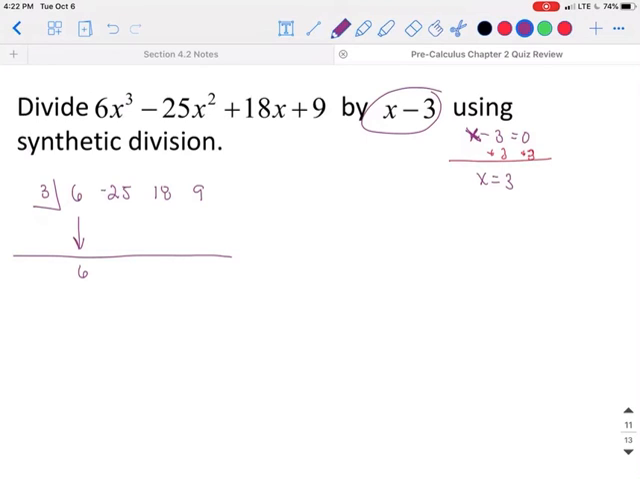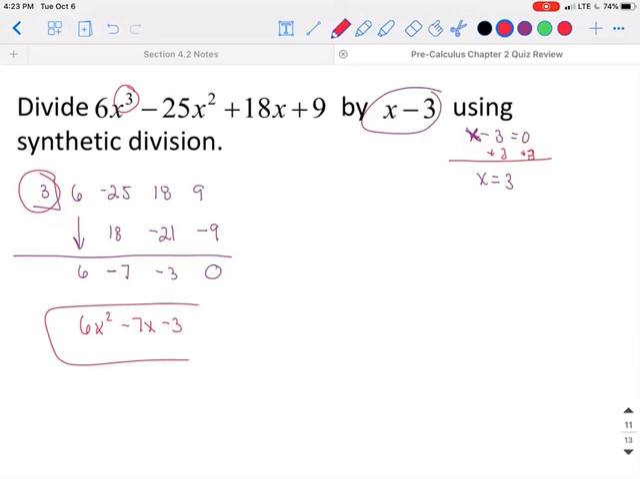If we bring the first term straight down, 3 times 6 gives us 18. We add down. Negative 25 plus 18 gives us a negative 7. 3 times negative 7 gives us a negative 21. Add down, we'll get negative 3. 3 times negative 3 gives us a negative 9. Add down, 9 plus negative 9 gives us 0. Now, since our equation started with 6x to the third, and we just divided by one of the x's, that's going to reduce our degree by 1. So instead of being 6x to the third, it's going to start out being 6x to the second minus 7x minus 3.